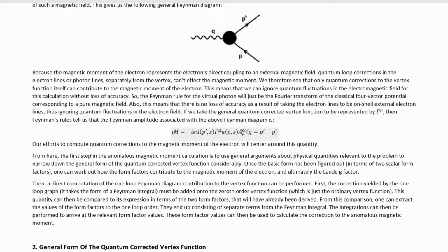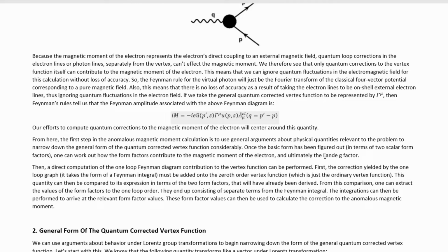From here, the first step in the anomalous magnetic moment calculation is to use general arguments about physical quantities relevant to the problem to narrow down the general form of the quantum-corrected vertex function considerably. Once the basic form has been figured out, in terms of 2 scalar form factors, one can work out how the form factors contribute to the magnetic moment of the electron and ultimately the Landé g-factor. I'm not entirely sure how to pronounce this name here, but I'm doing my best.